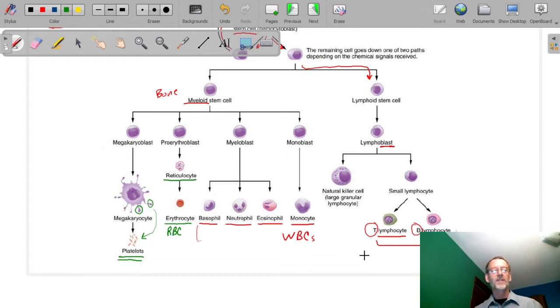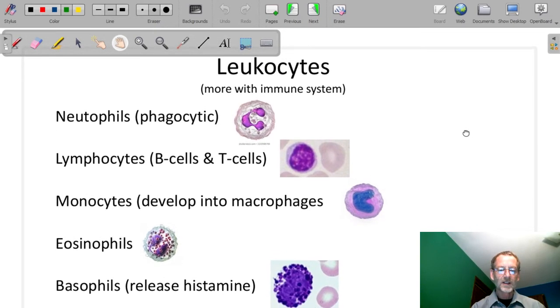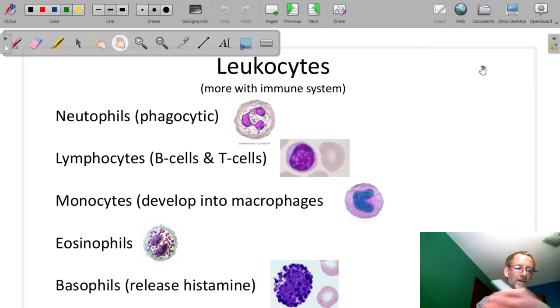So you should be able to just follow along with it, make sense out of it, and recognize the types of cells at the bottom of the figure that are formed. This slide just introduces the different types of white blood cells or leukocytes. And we'll go over these in more detail when we get to the immune system later.